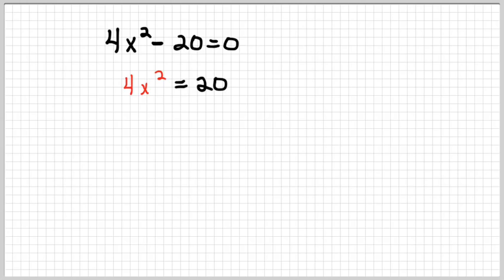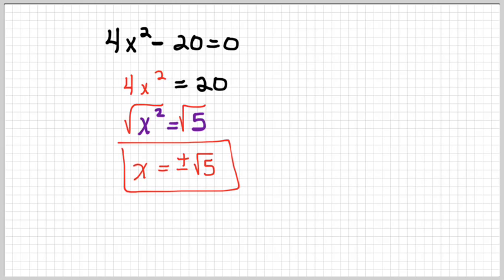Now, I could square root both sides, but it's a little awkward to square root. At that point, I would instead divide both sides by 4. 20 divided by 4 is 5. And now I would square root both sides. So get that x squared alone before you square root both sides, and you'll have much more success.